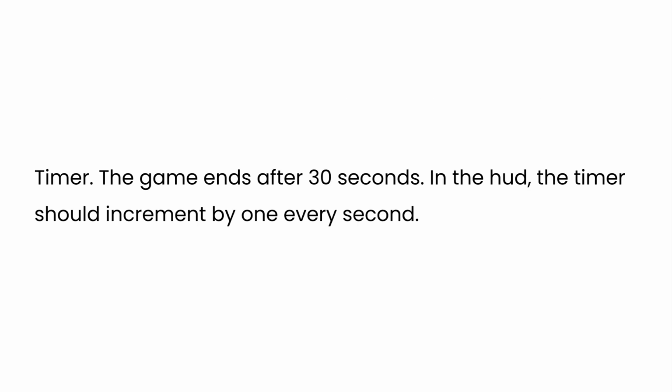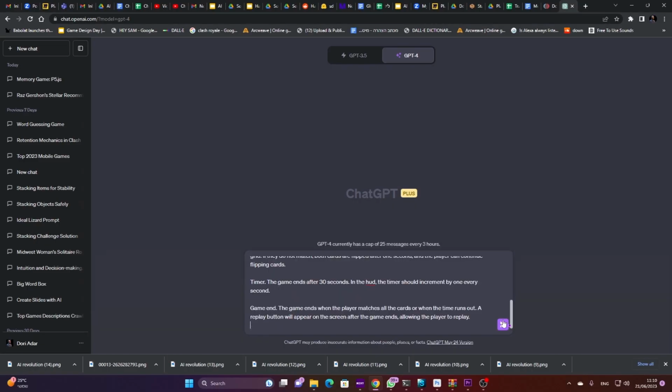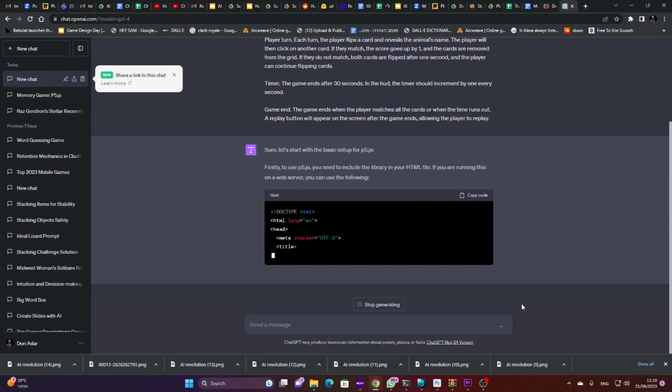Timer. The game ends after 30 seconds. In the HUD, the timer should increment by 1 every second. Game end. The game ends when the player matches all the cards or when the time runs out. A replay button will appear on the screen after the game ends, allowing the player to replay. So that's a complete design for a game. After documenting it, I handed it over to ChatGPT, which provided me with the game's code.